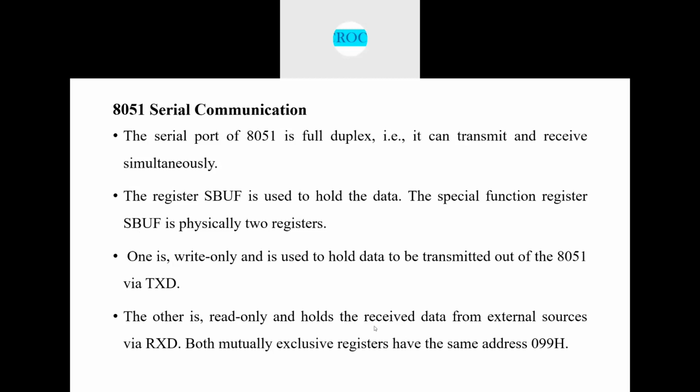It is used to hold the received data, and it gets the data through the RxD pin. Both these registers are mutually exclusive registers and have the same address, 99H. So we have two SBUF registers. One is used to transmit the data, and the other SBUF register is used to receive the data.